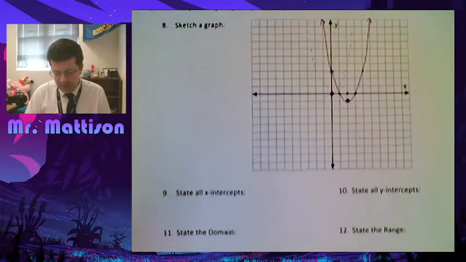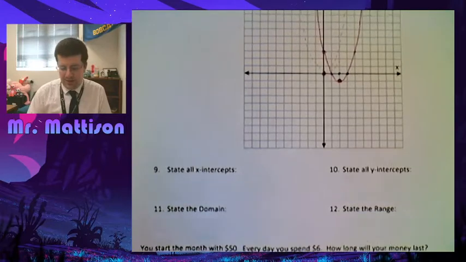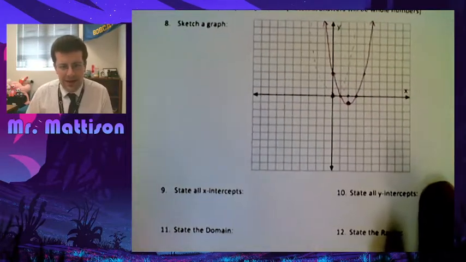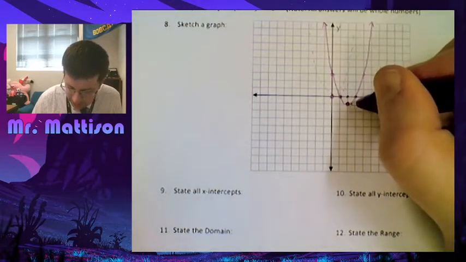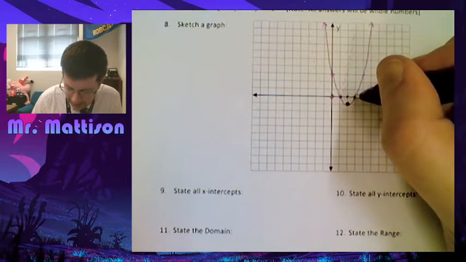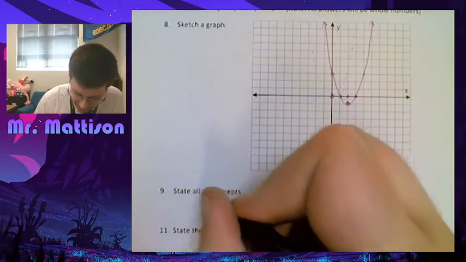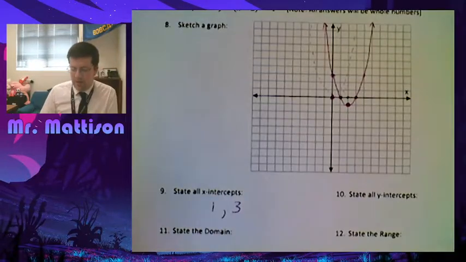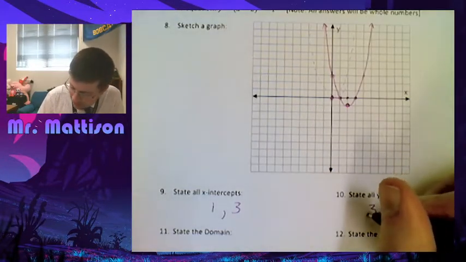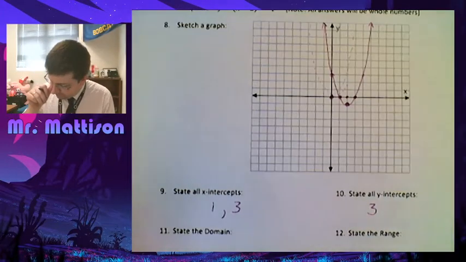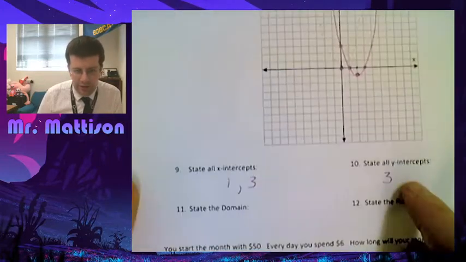All right. Now, 9, 10, 11, and 12 are all going to be talking about parts of this actual graph here. So to get my x-intercepts, well, if I made a table, I could find these, but I also know that from here, this is going to be at 1, 2, 3. My x-intercepts are going to be 1 and 3. My y-intercept is going to be up here at 1, 2, 3. So y-intercept of 3. And then my domain, again, this is a parabola, so it's going to go left and right forever. So my domain is going to be all real numbers.